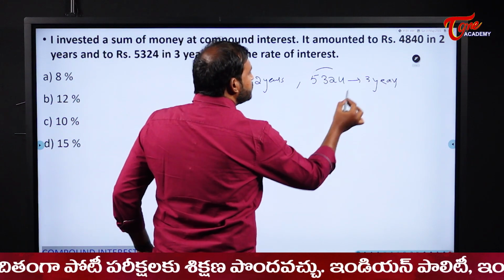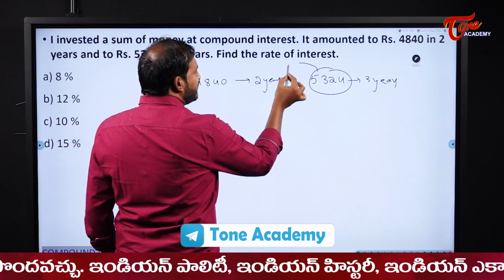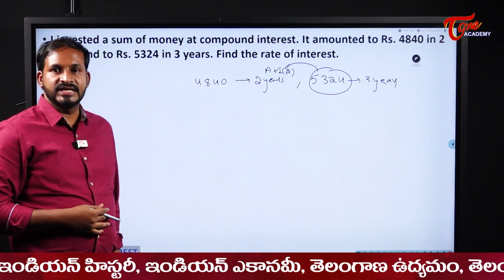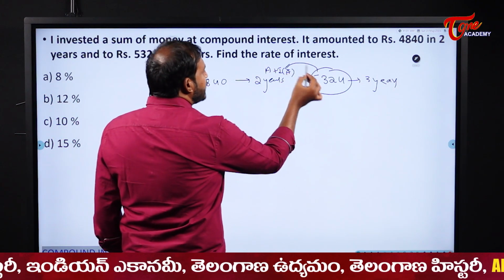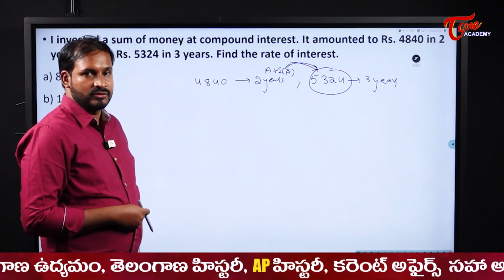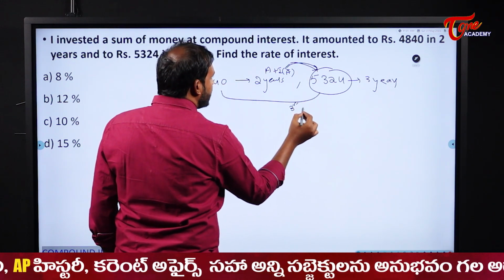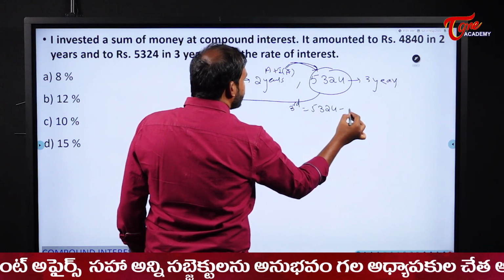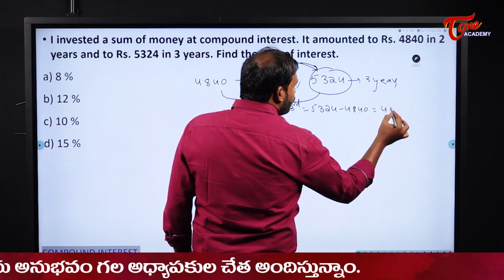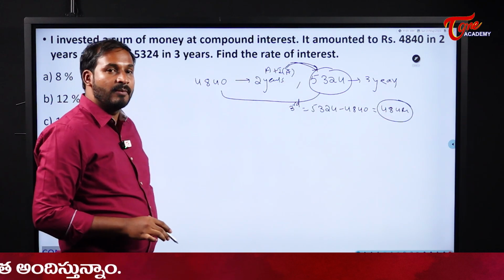So now please observe here students. How did we calculate this one generally? We take the previous year's amount and the interest on this amount, and that will give us the third year's amount. So what is the amount in 2 years? 4840. That means the interest calculated only in the third year will be 5324 minus 4840, which overall becomes 484 rupees. 484 rupees is the interest earned on the previous year's amount.